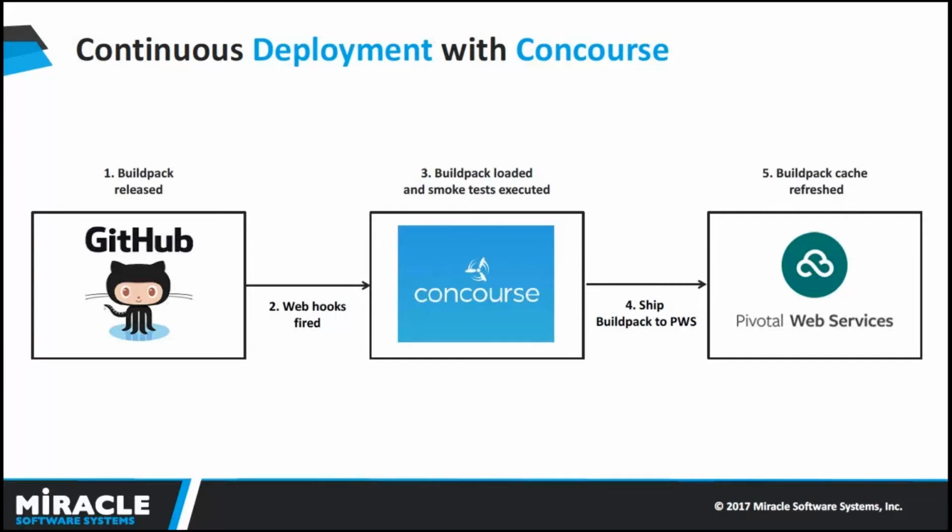Whenever a new version of a buildpack is released in GitHub, webhooks are fired to Concourse. Webhooks are scripts which run automatically whenever a new event occurs in GitHub. The buildpack is loaded and tested automatically through Concourse. Now the buildpack cache is refreshed in PWS, and we can get the new version of the buildpack.